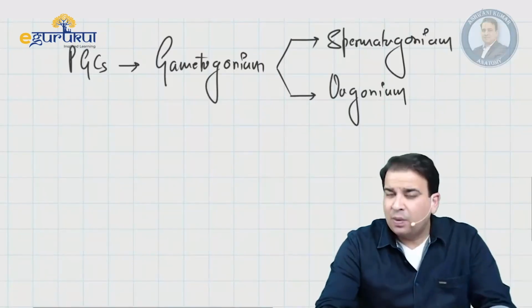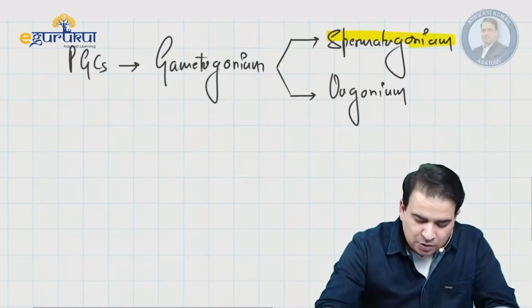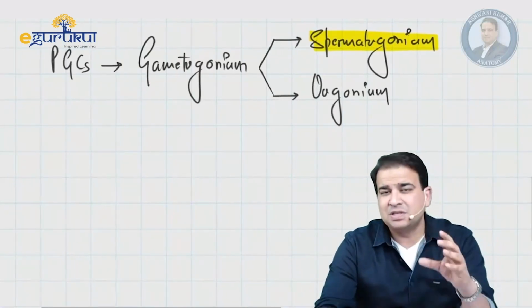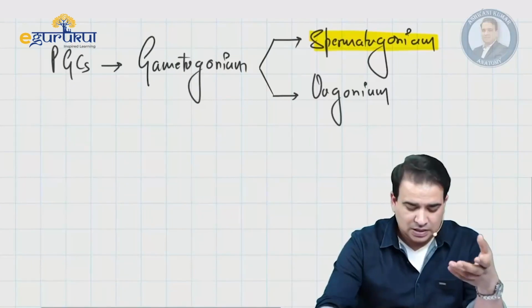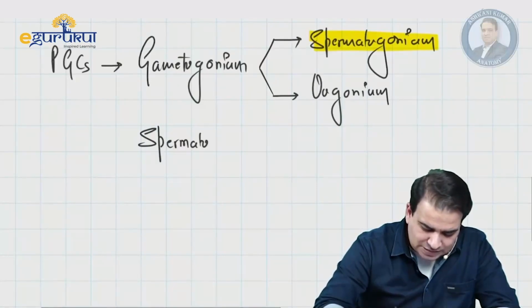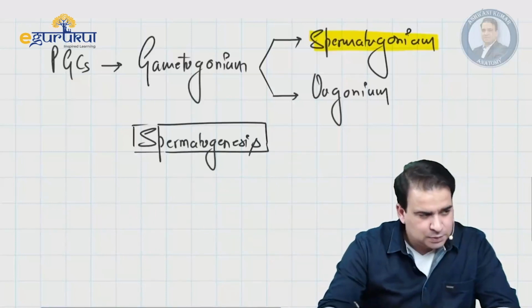So let's take them one by one and talk about the process of spermatogenesis and oogenesis. I'm going to start with the spermatogonium first, and let us talk about the process of spermatogenesis. There are a lot of questions asked from this gametogenesis part as well, so you will see what kind of questions to be seen there. So I'm starting our discussion with spermatogenesis.